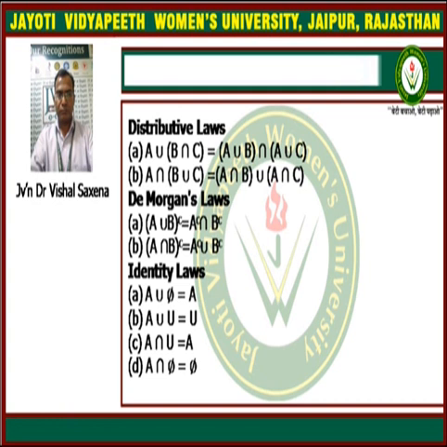Next is identity laws. In identity laws we can see A union phi is equal to set A. Second is A union universal set U is equal to U. Third is A intersection universal set U is equal to A. Next is A intersection phi is equal to phi, which is the null set.